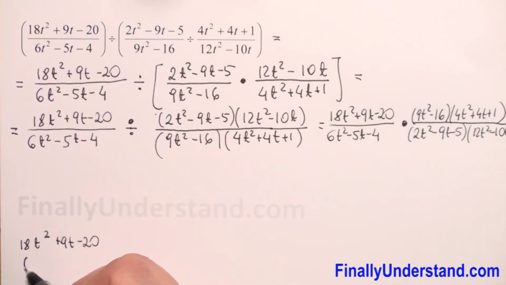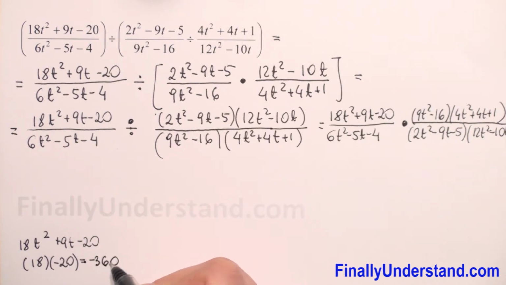So first I have to multiply 18 times negative 20. We multiply coefficient before t squared by the constant. So this is equal negative 360. We have to find two numbers which I multiply, and I will have negative 360. And when I add them, I need to have coefficient before t is 9. So it will be 24 and negative 15.